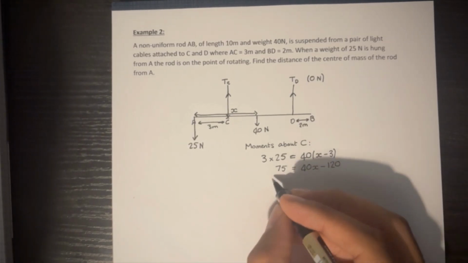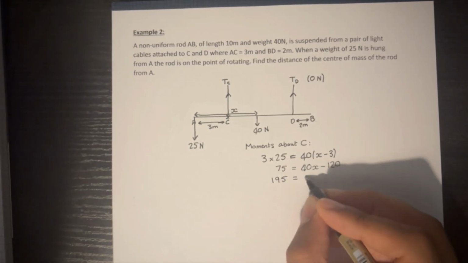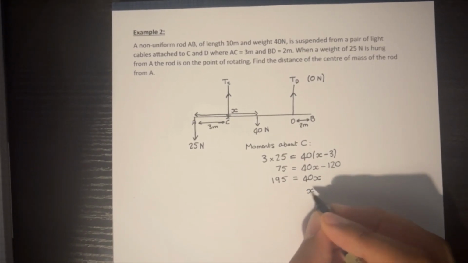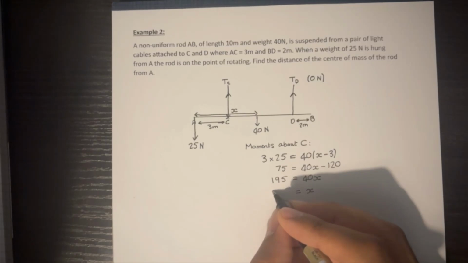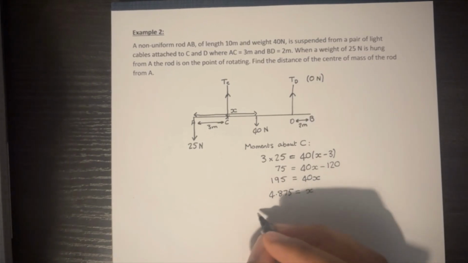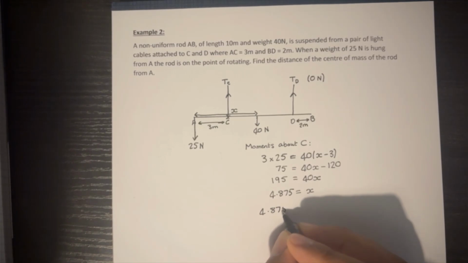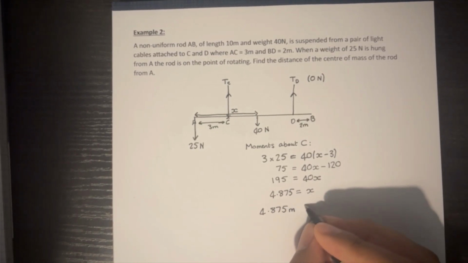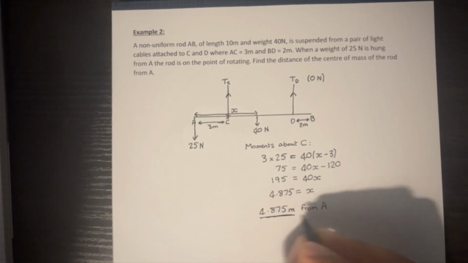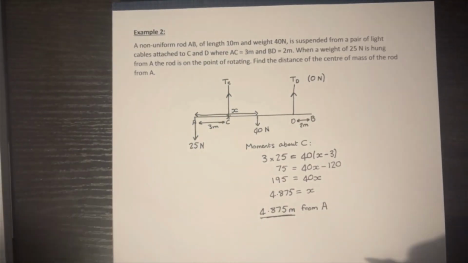I can add my 120 to both sides. So 40x is equal to 195. And then I can divide through by 40, and that's going to give me that x is equal to 4.875. So our final answer is going to be 4.875 meters from A. That is the distance of the centre of mass of that rod from point A.